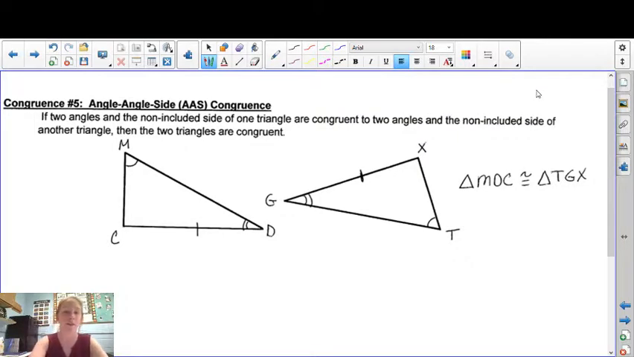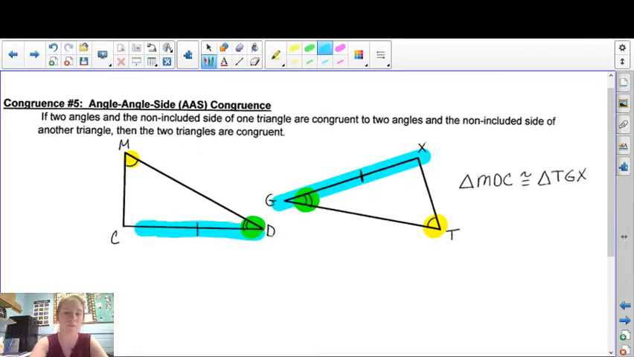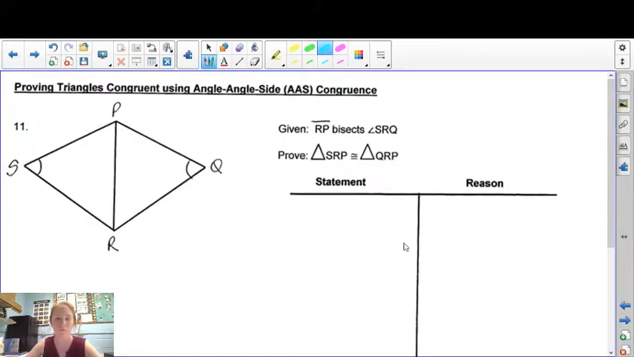Okay, angle, angle, side means that I have to go exactly in that order. I have angle, I have angle, and the opposite side. Woo, proofs.